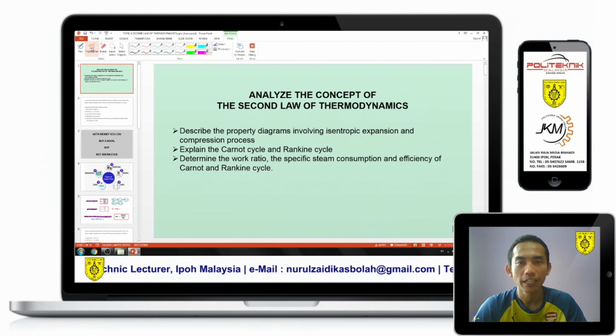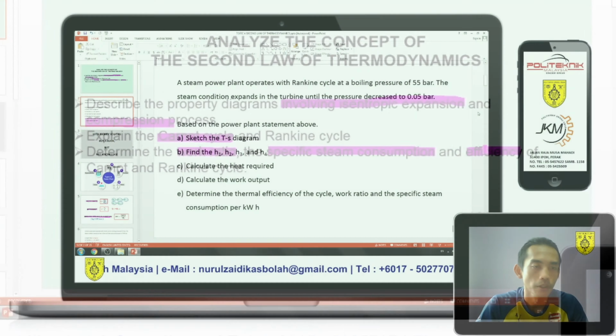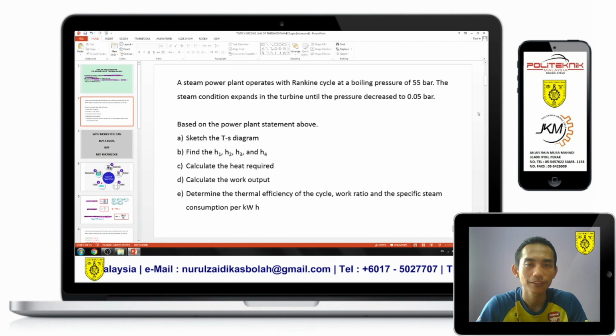Okay class, let's refresh what we have learned today. We have learned the Carnot cycle, which involves isentropic expansion and compression processes. We also learned how to determine the work ratio, specific steam consumption, and efficiency of the Carnot cycle. Before we end our class, I hope you can do this tutorial at home.